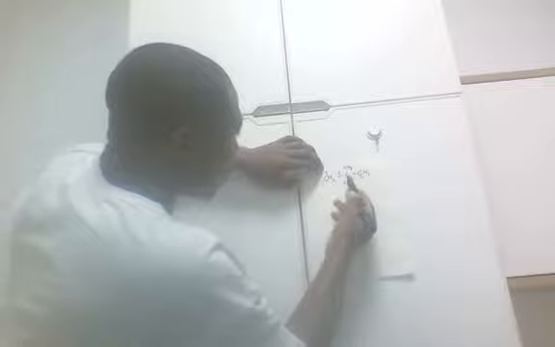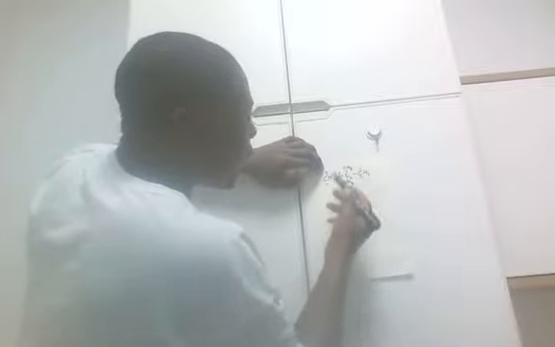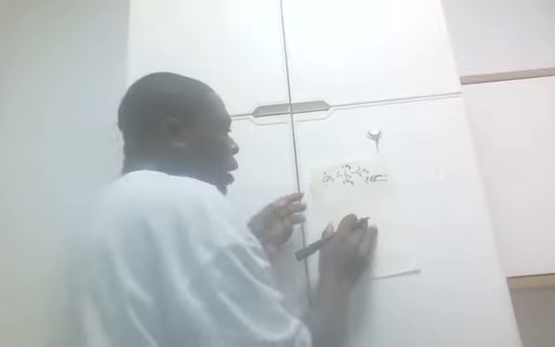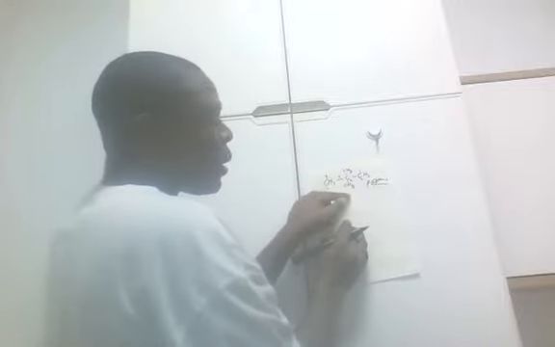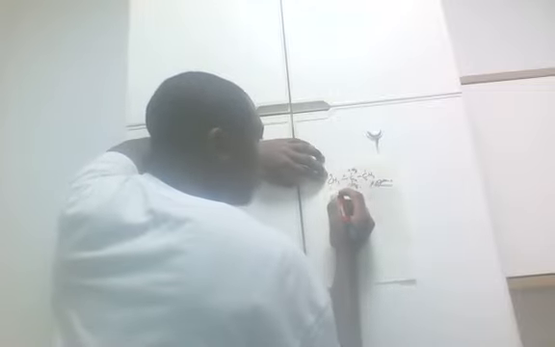Now how do I name this one? First, identify the longest chain, 1, 2, 3, or 1, 2, 3. The longest chain is propane. So write the parent name propane. Then the branching is at carbon number 2, both here and here. That's where the branching is.